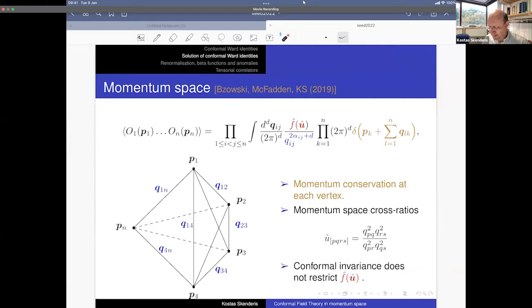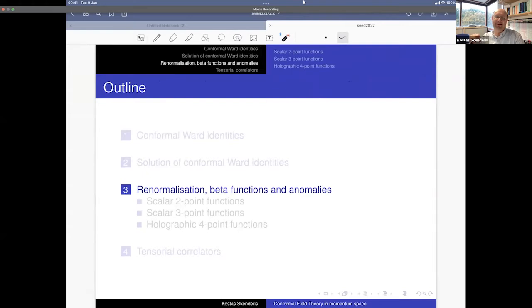And one can show that, okay, there is a long proof. Again, if we had another hour, we would have gone through the steps of how we proved it. So we can prove that the conformal Ward identities I showed you earlier are solved. This is a general solution of this equation. So conformal invariance does not impose any further constraints. So any f hat of u hat is allowed. So now we understand what the conformal Ward identities are and how to solve them both in position and in momentum space. What we're going to do next is go through the cases one by one and understand in which cases one needs renormalization, how to do it, and what this implies.